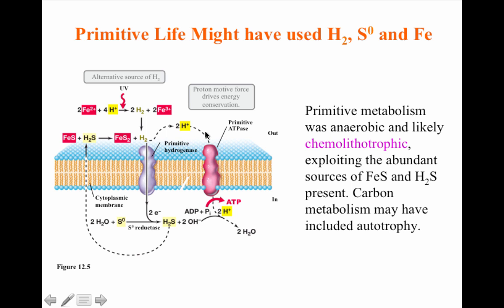And eventually, that proton gradient that could have been generated when hydrogen donated the electrons could have fueled a primitive ATPase, which could have helped with the generation of ATP. Again, this is all hypothesis. We don't have evidence that this is happening, but we do have organisms which are primitive now in our microbial record that display this kind of respiratory chain.